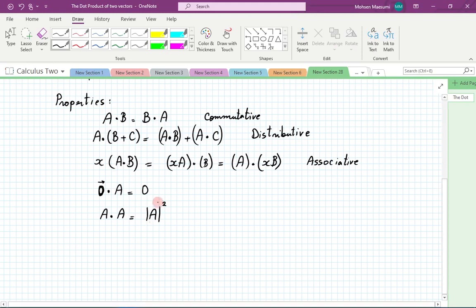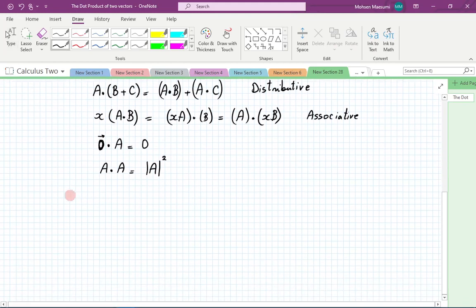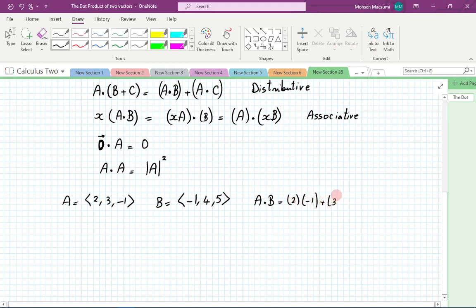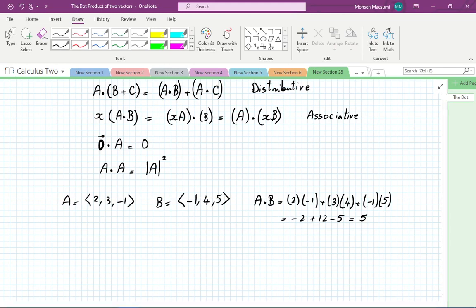Now these are all straightforward to show. Let's just do a simple exercise. Suppose I have A equal to 2, 3, minus 1, and B equal to minus 1, 4, 5. So what is A dot B? I have to multiply 2 with minus 1, 3 with 4, and minus 1 with 5. So minus 2 plus 12 minus 5, and that all adds up to 5. Okay, so far very simple.